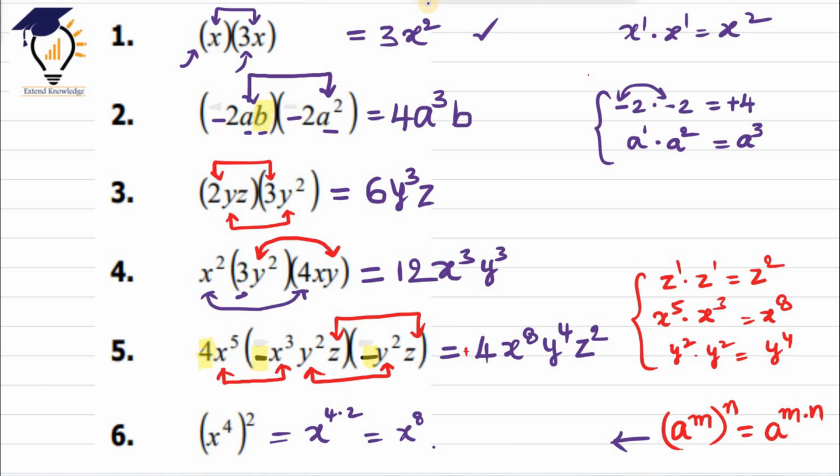So this is how we multiply single terms in the algebraic expressions. In the next video, we are going to learn about multiplying an expression which has two terms and how we multiply that, and we'll see that.